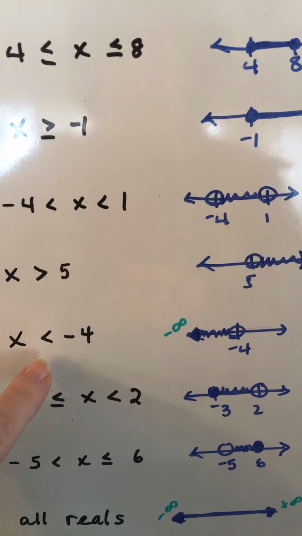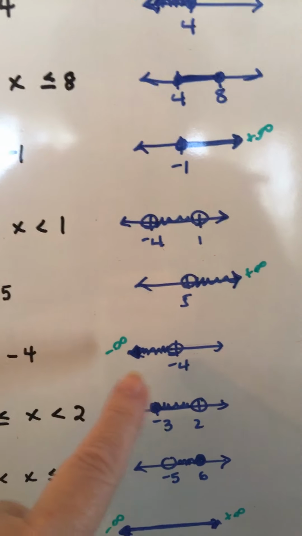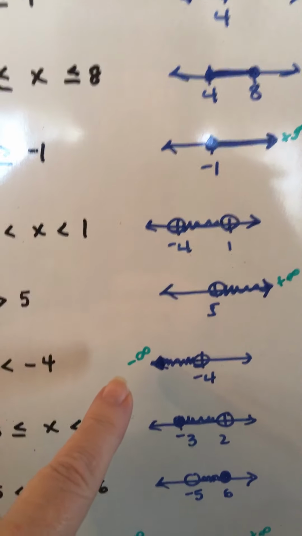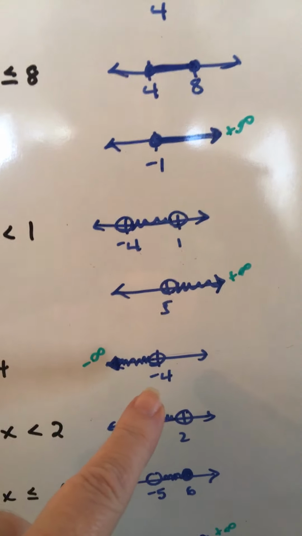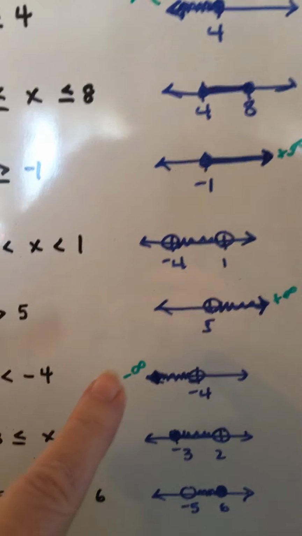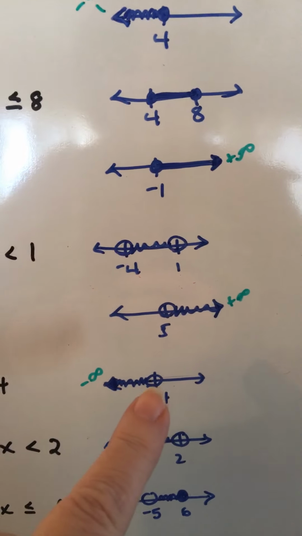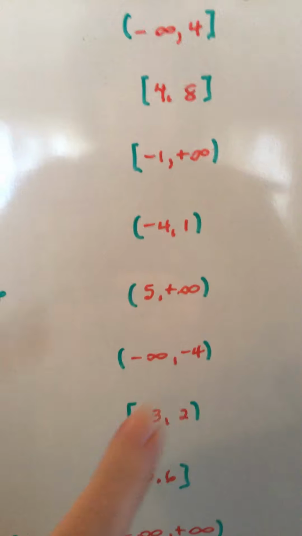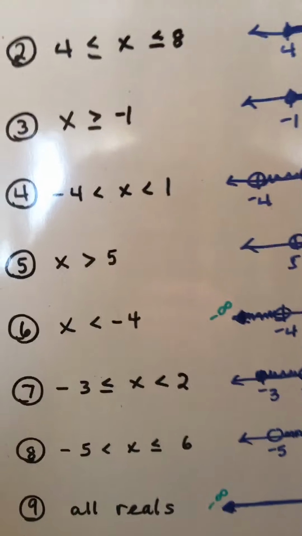X less than negative 4. Oh, I only see one number. I've got to think of this picture. Negative infinity appears, then negative 4. So negative infinity, negative 4. And infinity is always a parenthesis, and that's a parenthesis, so we see only parentheses.